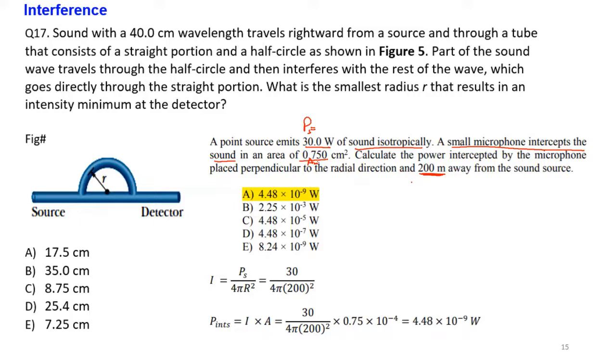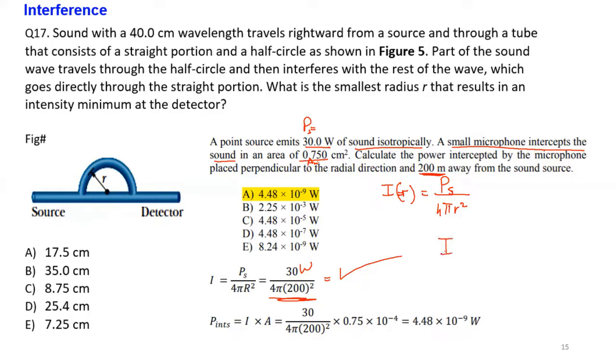Okay. So you know that the intensity at any distance r is the power of a source of sound, which is, let's say, a point source, which emits isotropically, divided by 4 pi r squared. 4 pi r squared is the area of the sphere at radius r. Okay, so I can calculate the intensity. It will be 30 watt divided by this, because here I'm at an r which is 200 meters. So I can calculate it easily, and I get it. And this is the intensity.